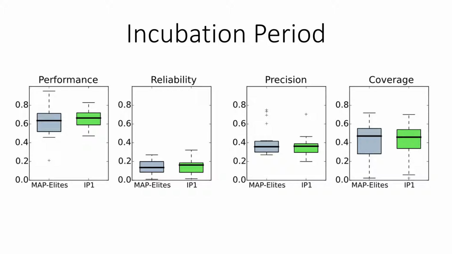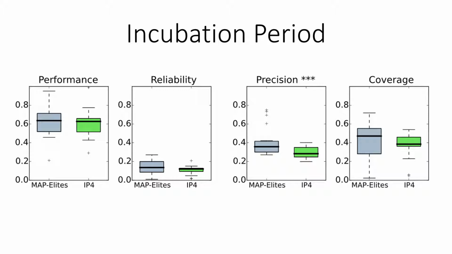The data presented here shows that there is not a significant statistical difference between the base Map-Elites algorithm and an incubation period of 1. Moving on to an incubation period of 4 generations, we actually see a decrease in performance in the measures of illumination relative to the base Map-Elites algorithm.